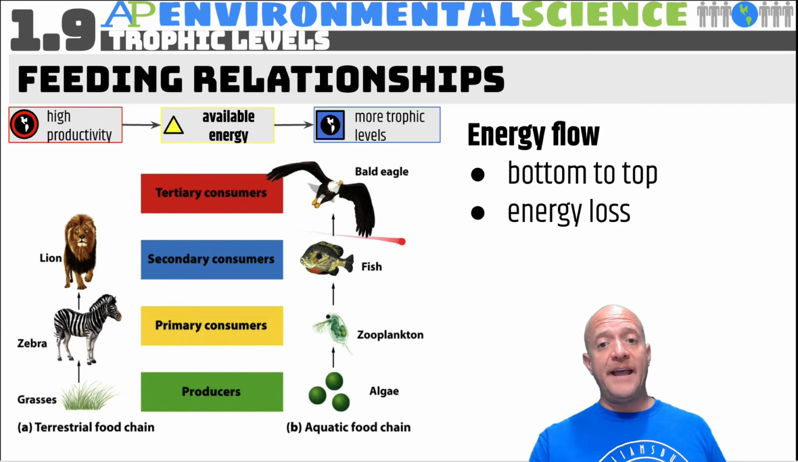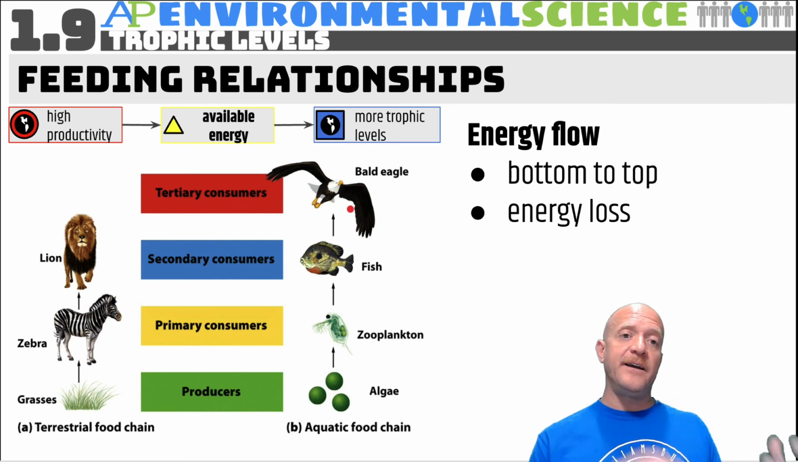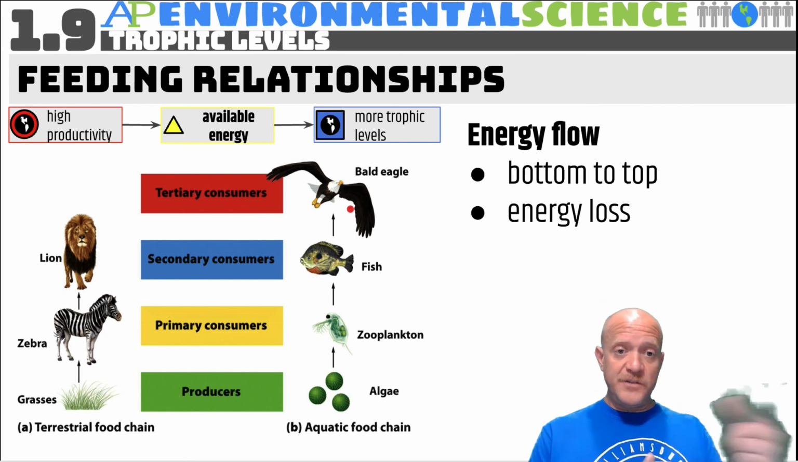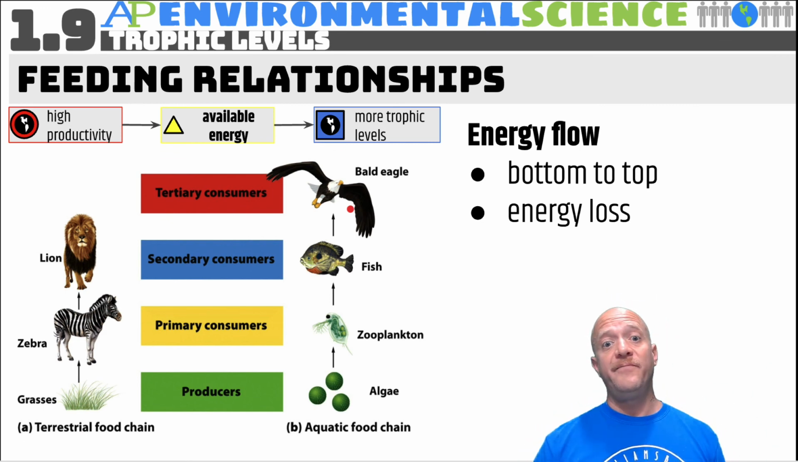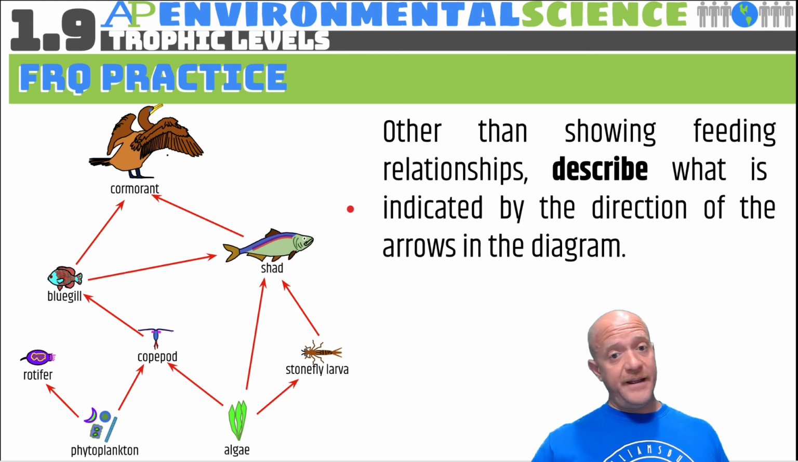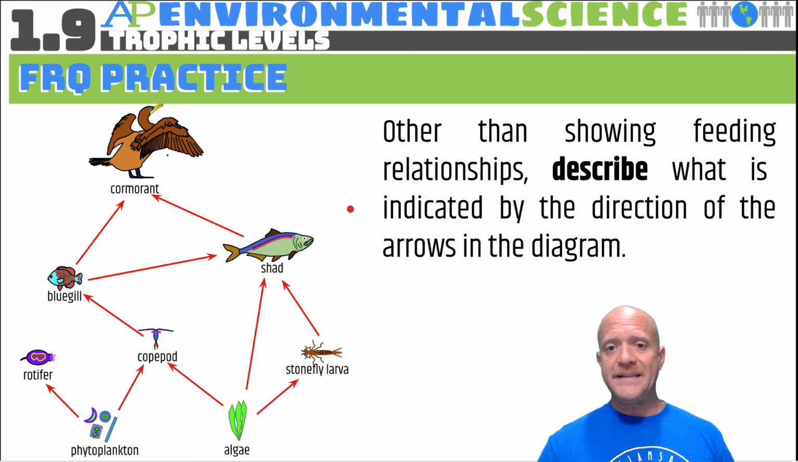Now the energy always flows from the bottom to the top, and as you go between each one of these trophic levels, you are losing energy, and that is because of the metabolic processes, which we will talk about in another video. What I would like you to do is practice. Again, you're going to see this food web. So other than showing feeding relationships, describe what is indicated by the direction of the arrows in this diagram. So take a moment to formulate your response.